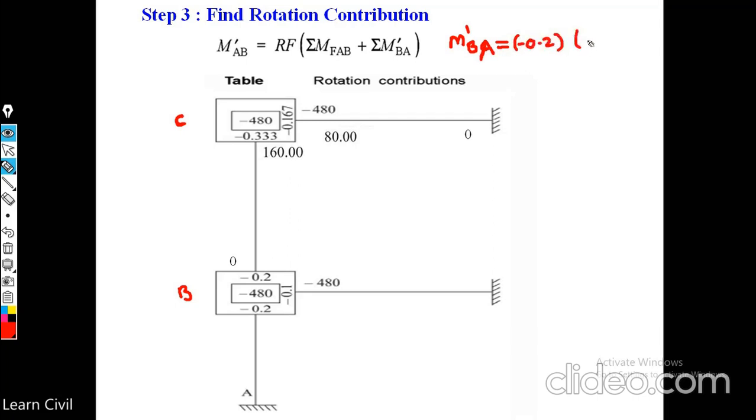0.2 multiplied by summation of fixed end moment, that is minus 480, plus rotation contribution of far end. So here the far end is this 160. So I'll write down here 160 plus the rotation contribution of this joint, that is 0. Nothing is there, we'll consider 0. So plus 0 plus the rotation contribution of this joint, that is nothing is there, we will consider that as 0. So this will be equal to 64.000. Just write down this value here.